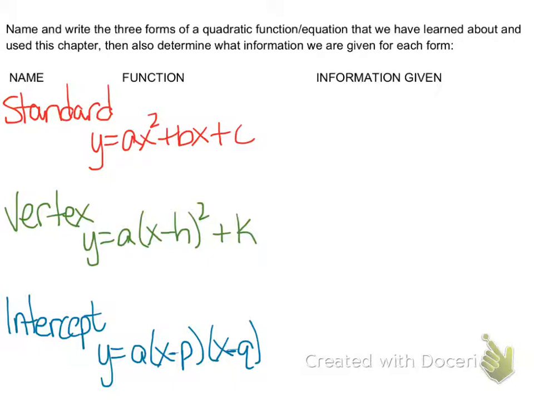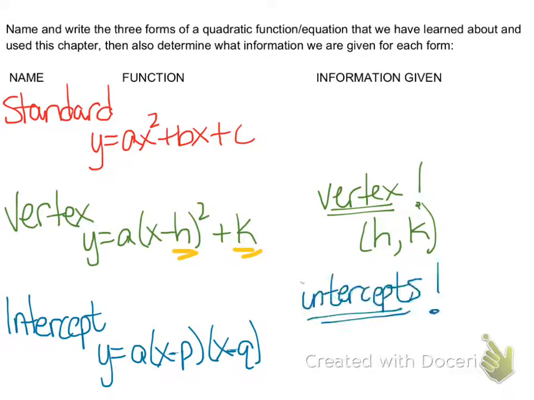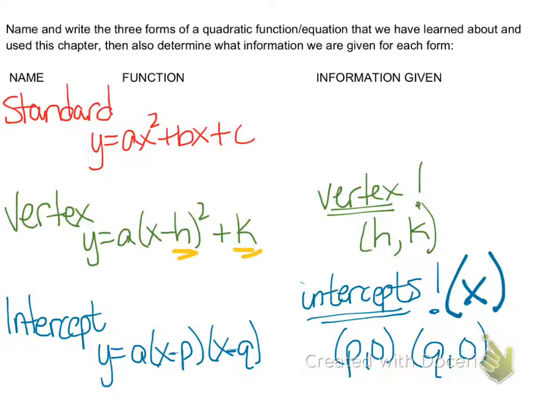So then, given these three forms, what information is given? Well, let's start with two of the more obvious ones. In vertex form, we're obviously given the vertex, and that's always going to be h and k. And in intercept form, we're given the intercepts. Make sure you realize that those are the x-intercepts, so they're going to be p, 0 and q, 0. Again, if you take what's inside the parentheses and set it equal to 0, that's why you're always getting the opposite of the sign that's actually in the parentheses.